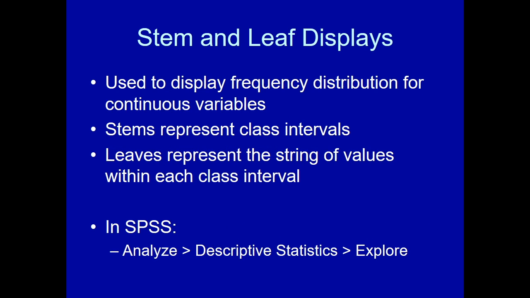Now we'll talk a little bit about stem and leaf displays. This is used to display frequency distributions for continuous variables. Each stem represents the class intervals, and leaves represent the string of values within that class interval. You can create these in SPSS using the Analyze, Descriptive Statistics, Explore function. That's just how you get to it. I'm not going to expect you to use that for this class, but if you needed to know how to get there, that's how you would find it.